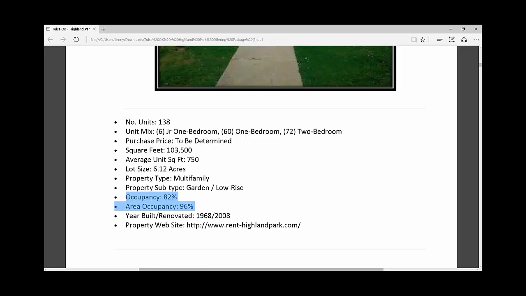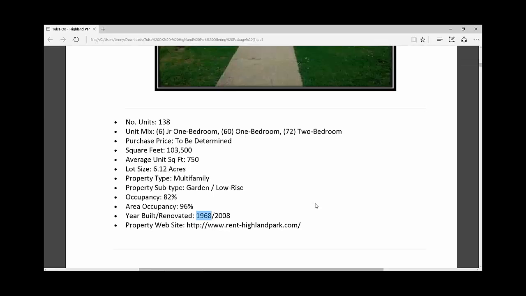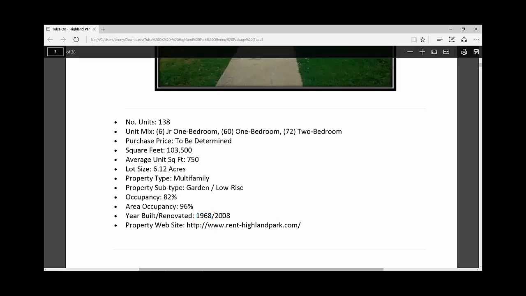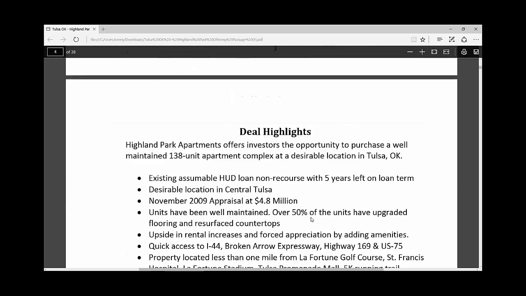Probably because of the fact that it was renovated. It's a 1968 construction. Well, what's the 96% occupancy based on? Are those also 1968 units as well? Or is the 96% occupancy based upon much newer units? And then, of course, my favorite thing is renovated in 2008. Of course, we always have to ask the question, what does renovated mean? Because renovated means different things to different people.